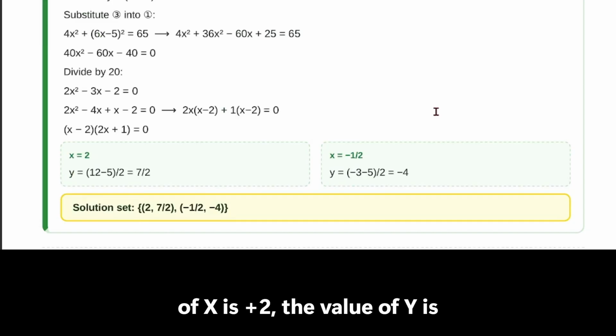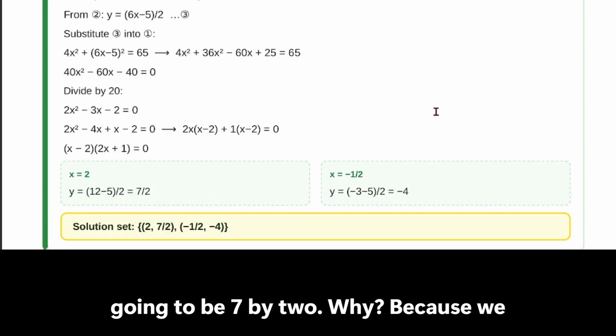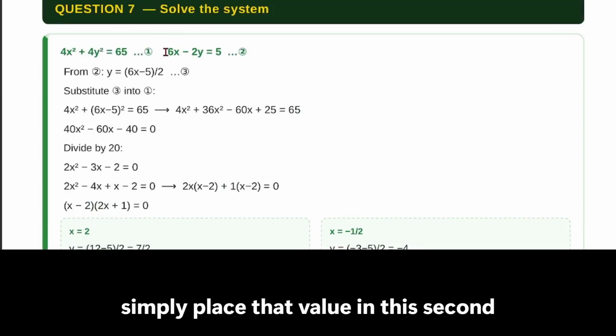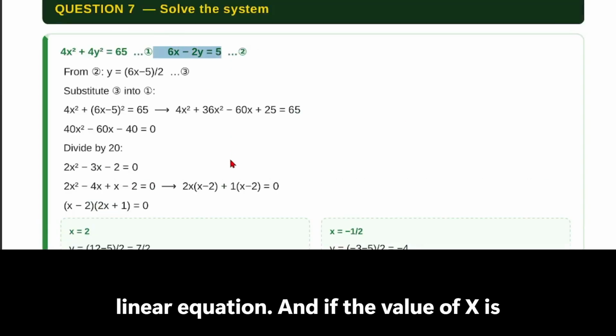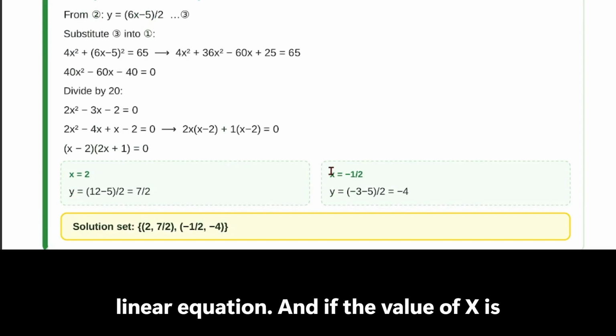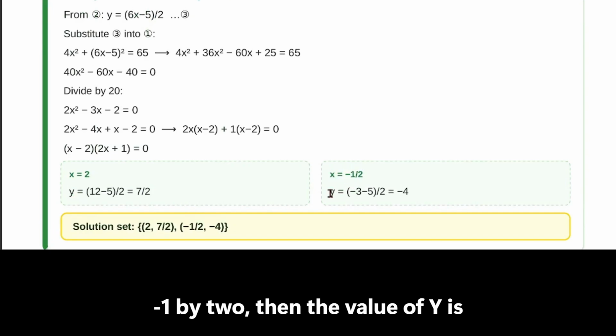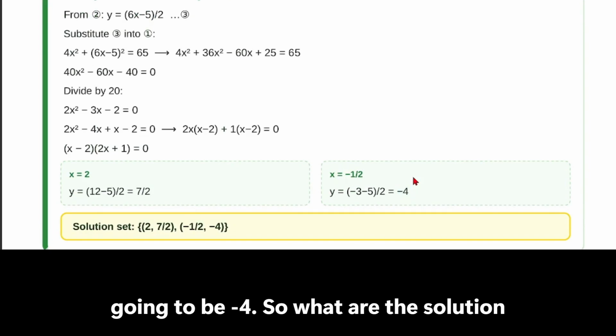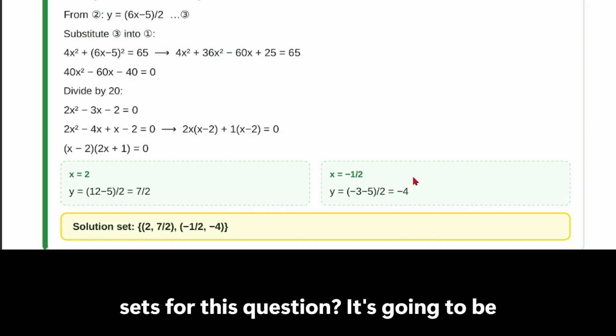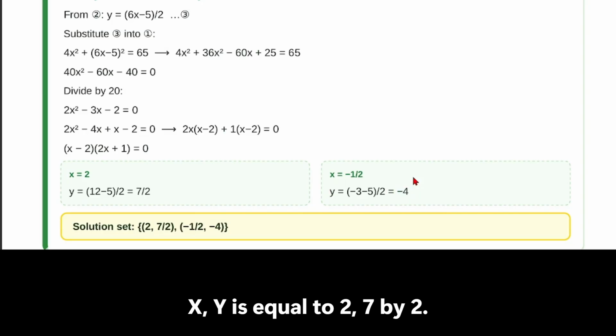So if the value of x is positive 2, the value of y is going to be 7 by 2. Why? Because we simply place that value in this second linear equation. And if the value of x is negative 1 by 2, then the value of y is going to be negative 4. So what are the solution sets for this question? It's going to be x comma y is equal to 2 comma 7 by 2, and x comma y is equal to negative 1 by 2 comma negative 4 for the second case.